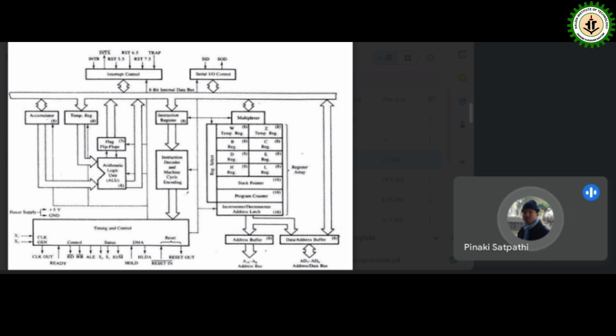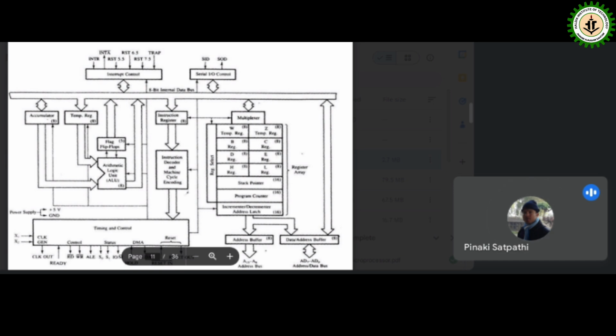Next one is our instruction register. That is this block, the instruction register. It is an 8-bit register. It is used to store the opcode which is fetched from the memory. The next one is our instruction decoder. It decodes the opcode which is fetched from memory and instructs the timing and control block in what way to execute that particular instruction.